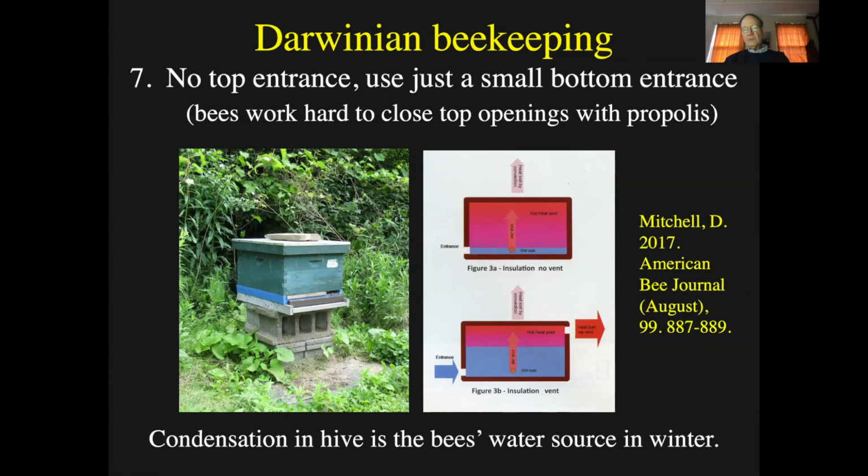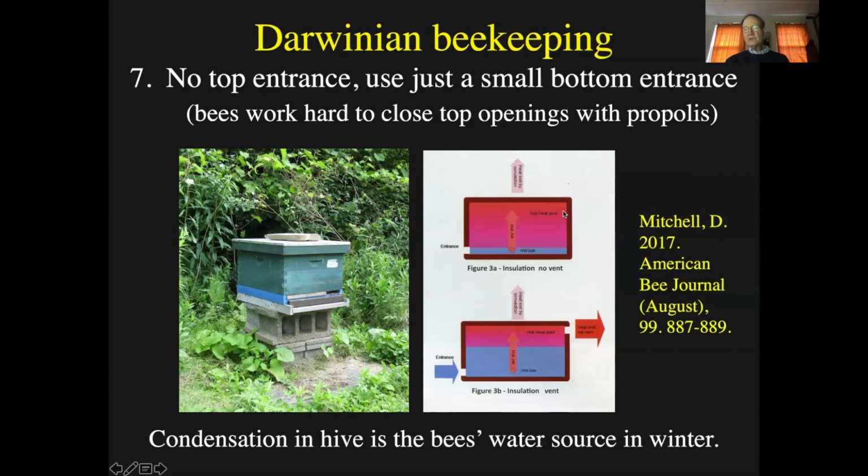And I know a lot of people argue that we should give them a top entrance to minimize condensation. But what Derek Mitchell is finding is that if the hive is warm, if the upper combs are warm, then there's no condensation because the surfaces' temperature is above the dew point. What condensation will occur in a hive in this situation will be on the lower combs away from the bees. So the bees will not get wet from their own condensation without a top entrance.